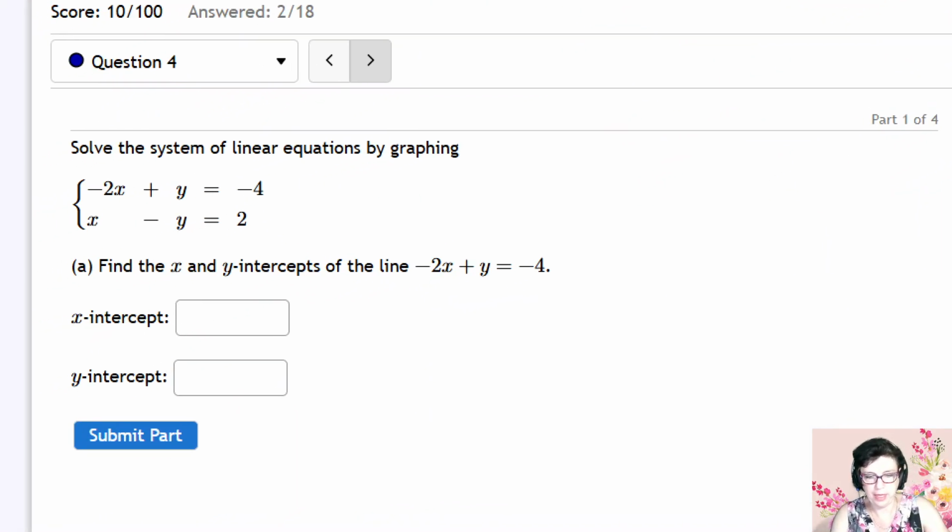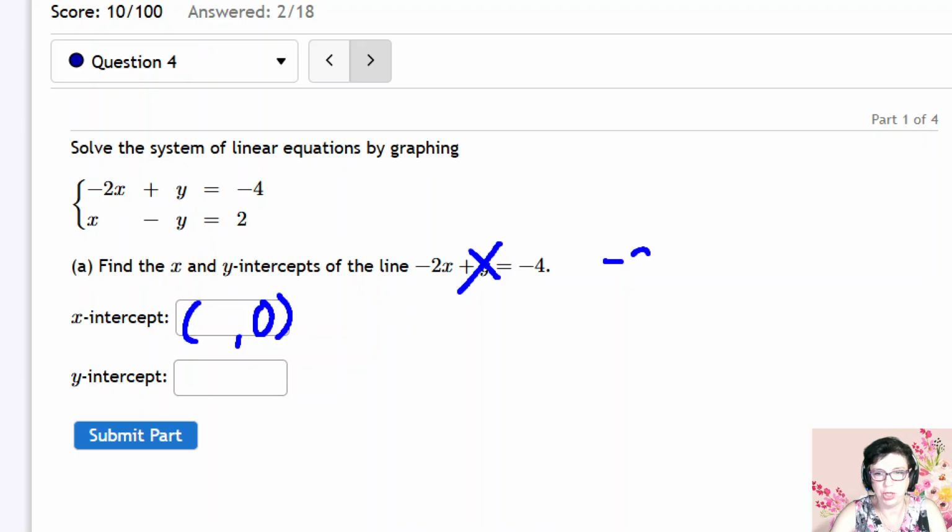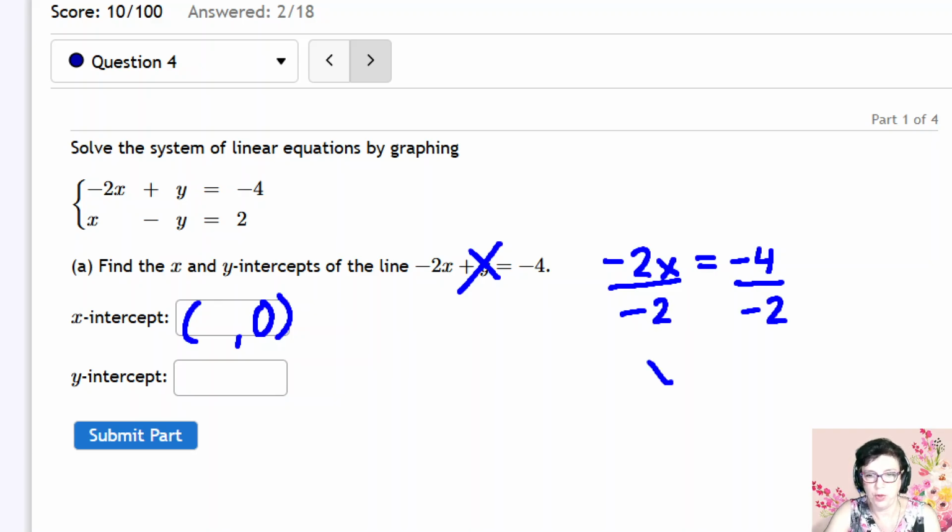If I am trying to find the x-intercept, remember the x-intercept is a point where the line will intersect the x-axis. And on the x-axis, as you're moving, your y is 0, right? Because you're not going up or down. That means for the x-intercept, the y value is going to be 0. And what that means is the y will disappear. And now you're just trying to solve the equation negative 2x equals negative 4. To solve that, you want to isolate x on the left-hand side by dividing both sides by negative 2. That will give you x equal to 2. And that goes in here.